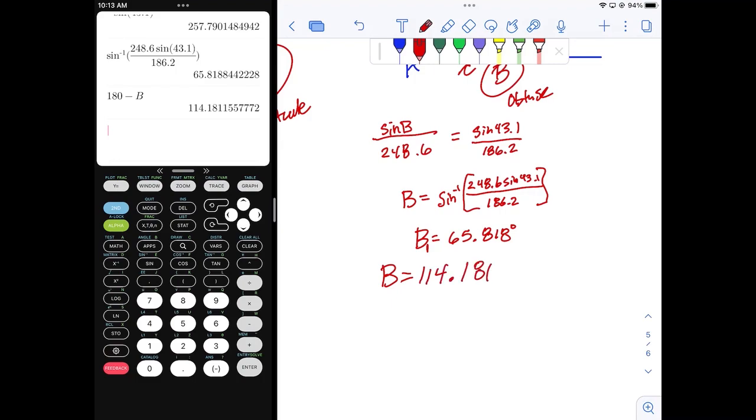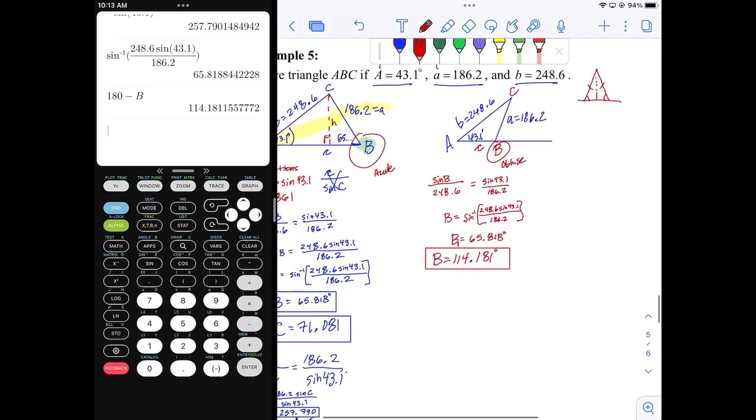114.181 degrees. That's a little bit better. Okay, so you have to know in advance if you're looking for an acute or an obtuse, because remember the inverse sine will never, ever give you an obtuse angle, never. So you have to do the work yourself if it's obtuse, and it's as easy as finding the supplement of the given angle. Okay, now that we have B, we can find C.